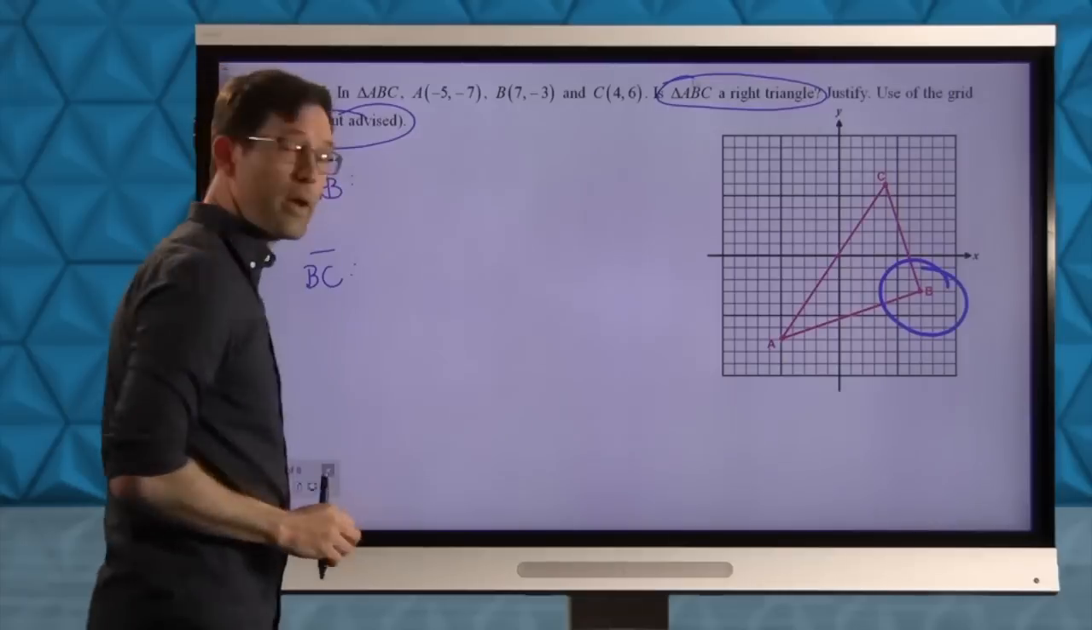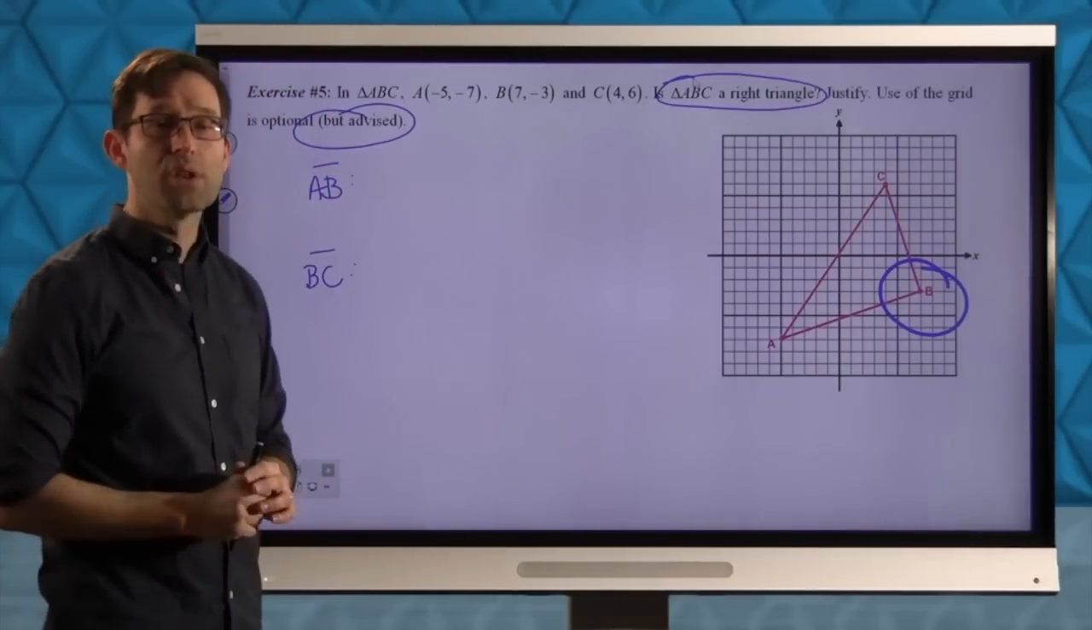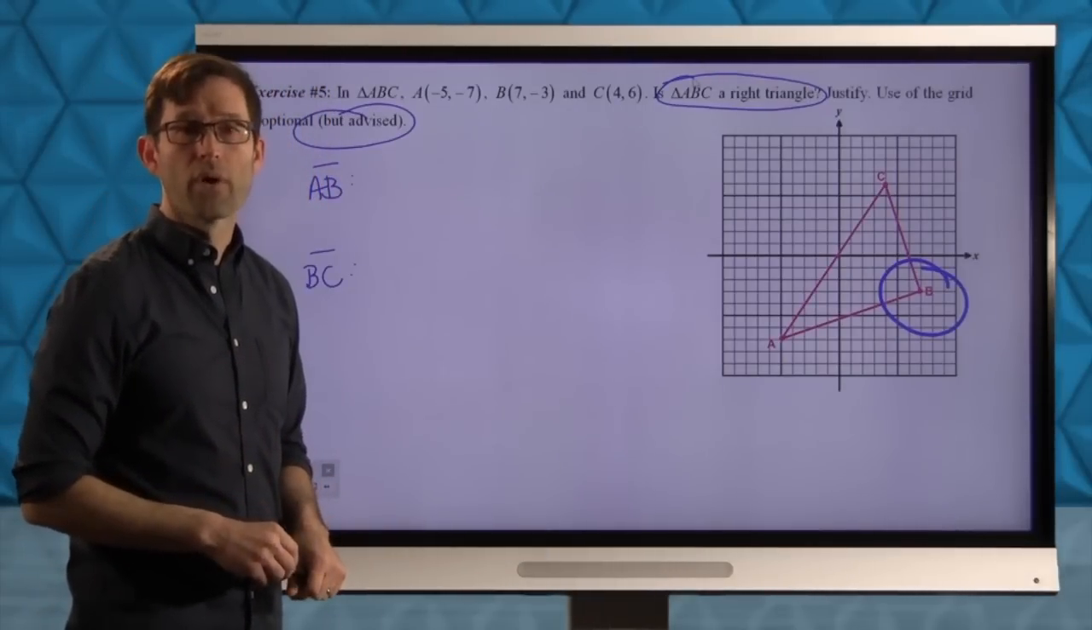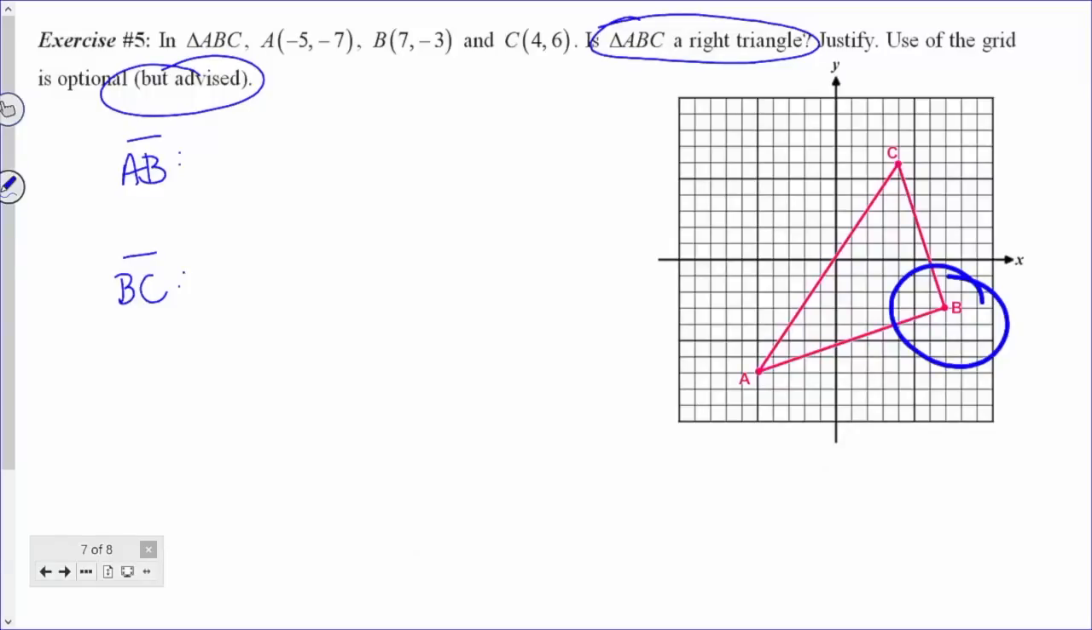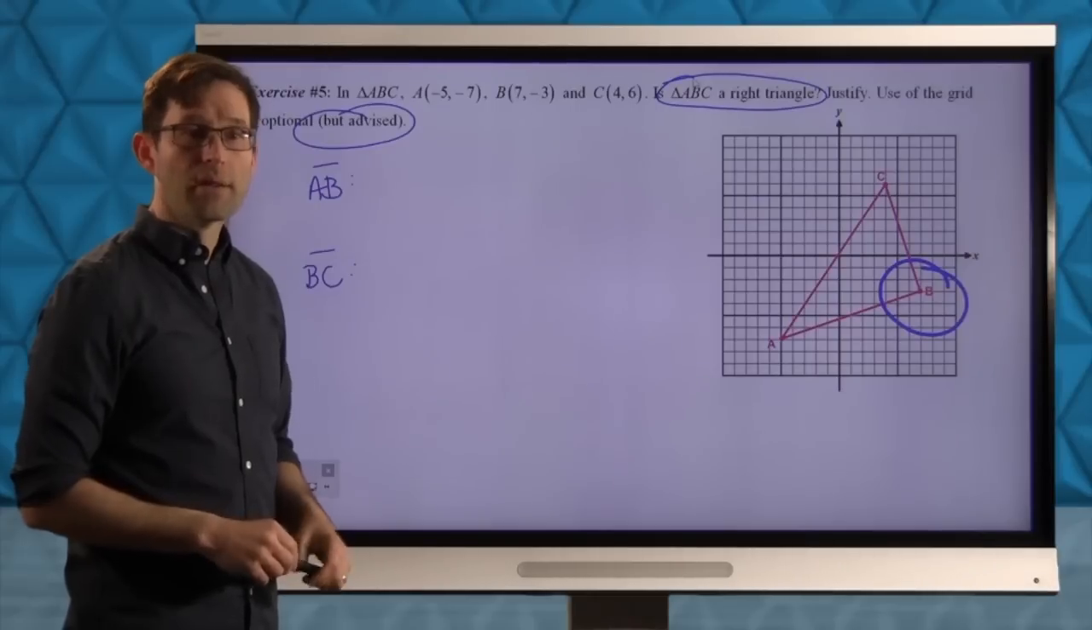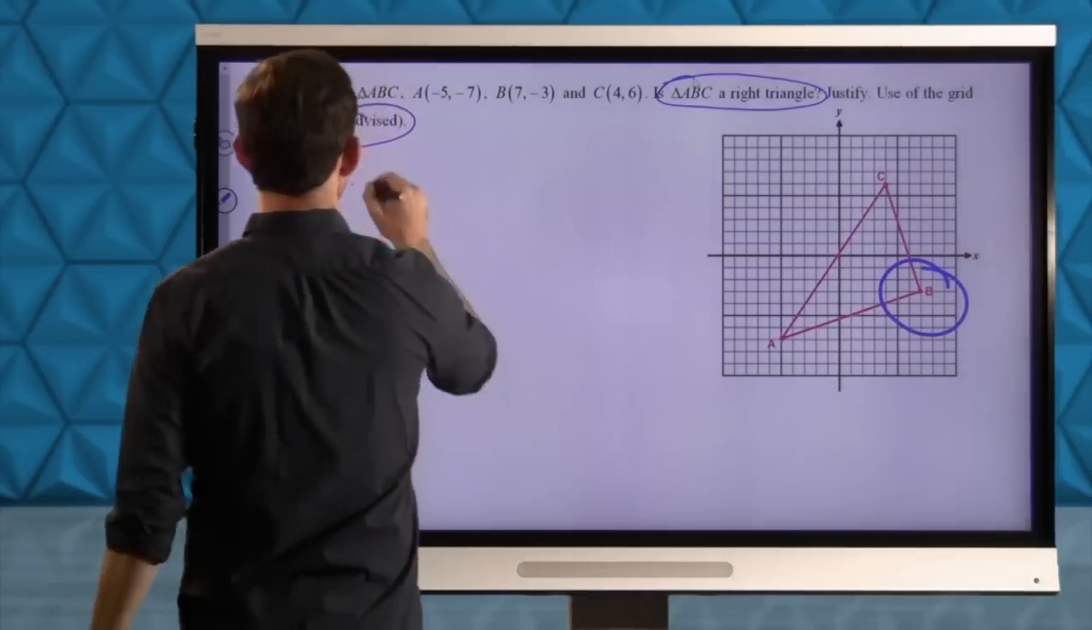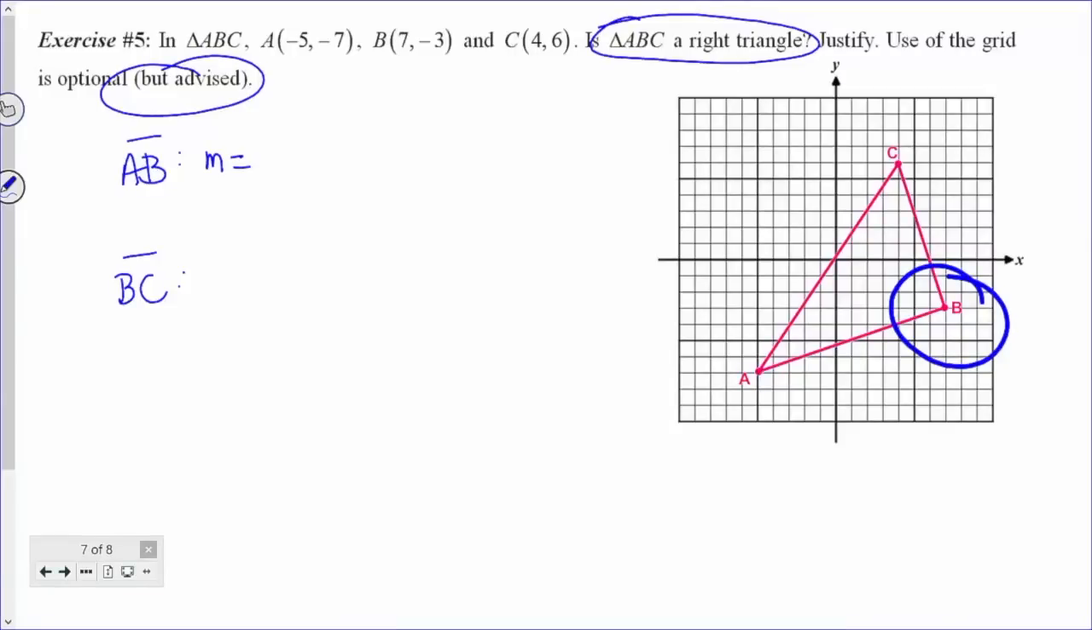All right. Why don't you take a few minutes, calculate those two slopes, then make your decision about whether or not this is a right triangle. Okay, let's go through it. Here we go. AB. -3 minus -7, all divided by 7 minus -5. -3 minus -7, watch out, that could be a tricky one, is +4. 7 minus -5, that one's easy, +12.